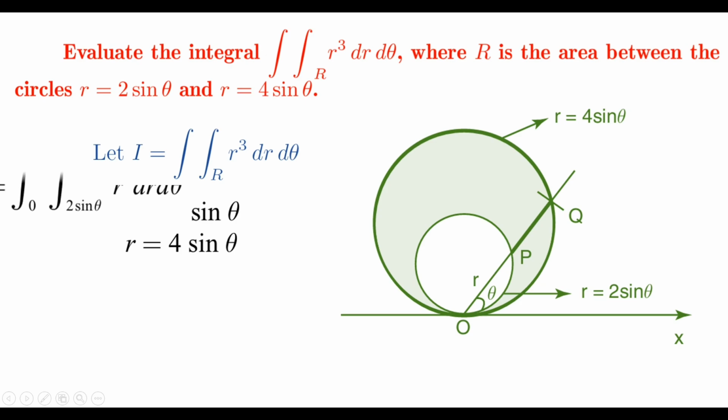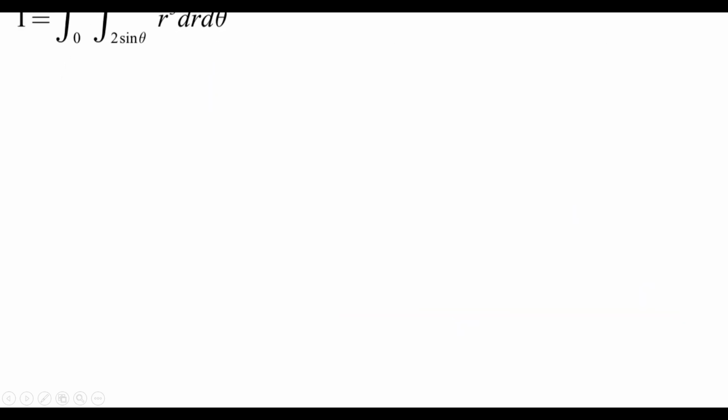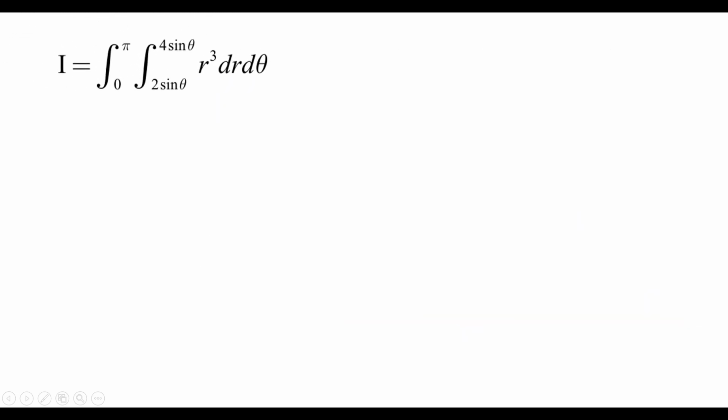We have to set up the integral for the region R. The limits for r will be from the inner circle to the outer circle. Here r goes from 2 sin theta to 4 sin theta, and theta goes from 0 to pi. Therefore, the double integral can be expressed as the integral from 0 to pi of the integral from 2 sin theta to 4 sin theta of r cubed dr d theta.